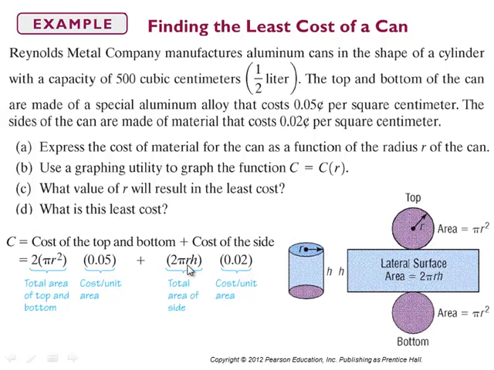So 2 pi r h times 0.02 will be the cost for the material to produce the side area. So let's just go through this again. Here we've got cost is going to be the total area of the top and bottom times 0.05, because after all, the material for the top and bottom is 0.05 cents per square centimeter. And plus, here's the cost for the side as well: the area of the side times its cost.